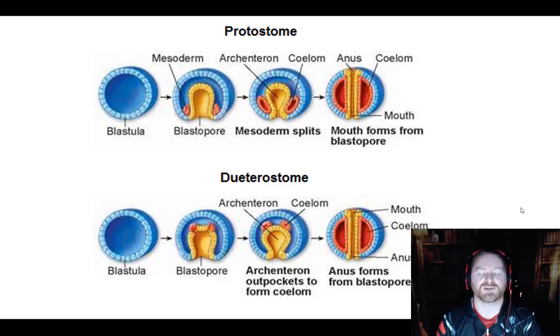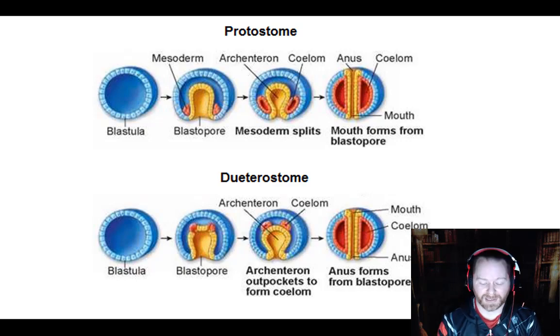Excuse me for not using technical terms the entire time. I think it's kind of funny. So if your mouth forms first, you're a protostome. If your anus forms first, you're a deuterostome. Guess which one we are? You can probably tell by my intonation in my voice.